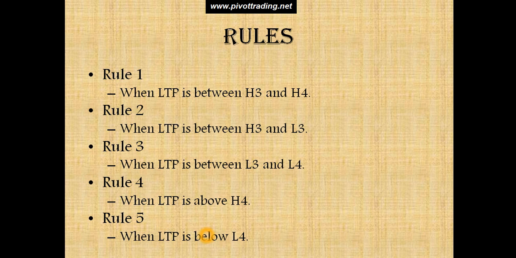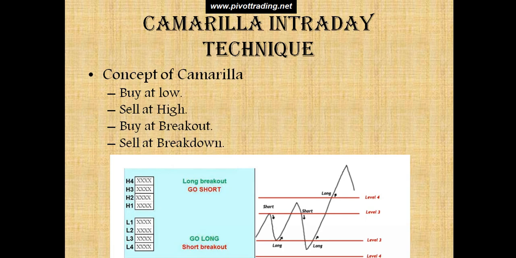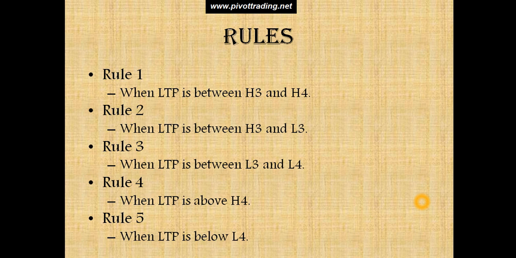So let's go to the previous slide and look at this once again. What I'm trying to say is there are 5 different rules. The first rule is when the price is between H3 and H4. The second rule applies when the price is somewhere between H3 and L3. The third rule applies when the price is between L3 and L4. And the fourth and fifth rules say that when the price is beyond H4 and L4 on either of the sides. I will show you with an example how we can trade on all these rules.